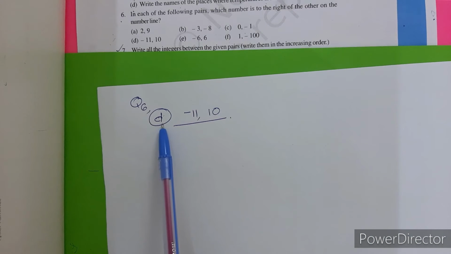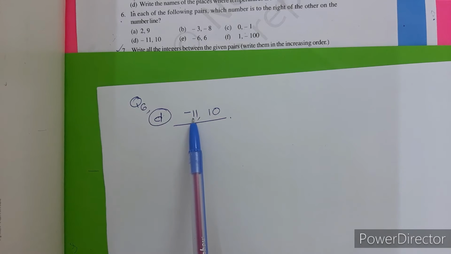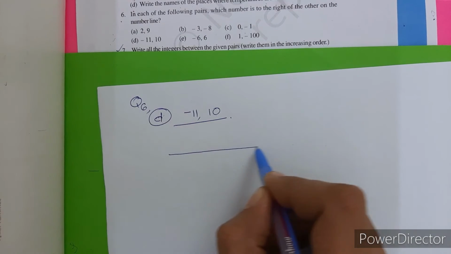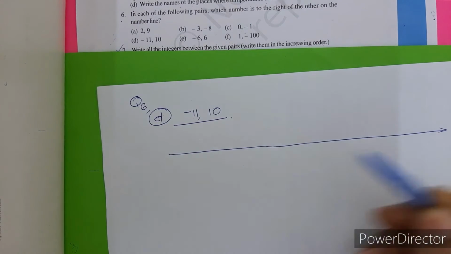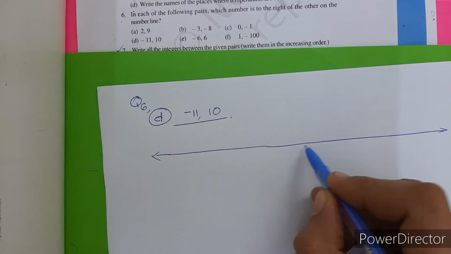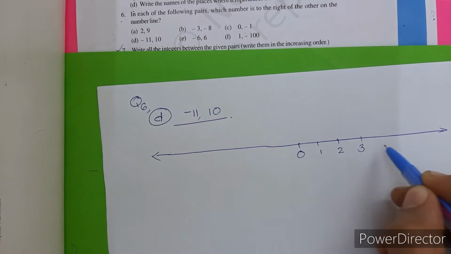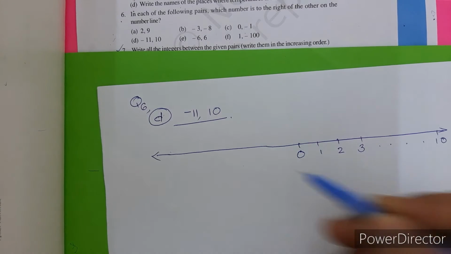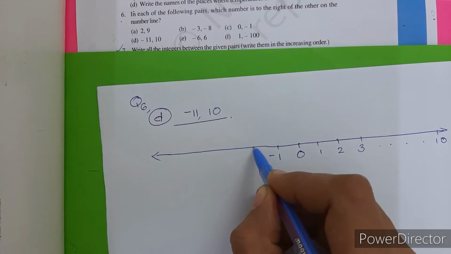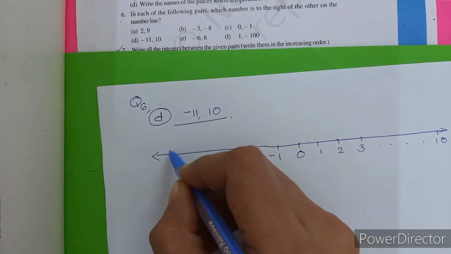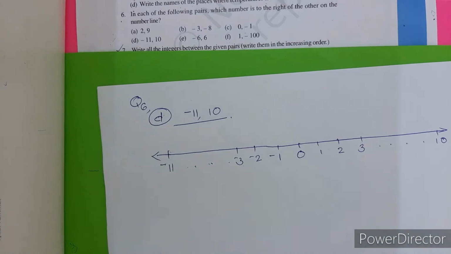Coming to D part, the given pair is minus 11 and 10. First of all, we can plot a number line. Here on the number line, this is 0, 1, 2, 3, etcetera, up to 10. Then minus 1, minus 2, minus 3, and then we can reach minus 11.